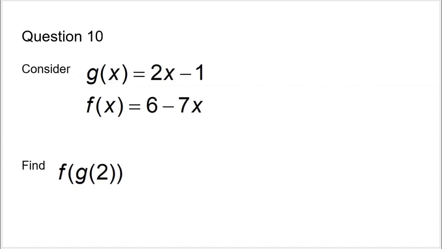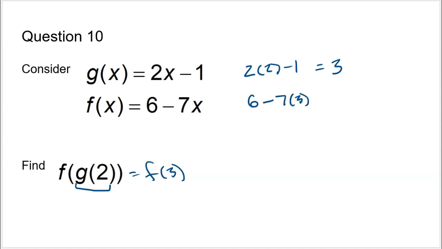All right, let's do some compositions now. Hopefully these aren't too bad. So we have two functions, g and f. They're both linear functions, and we're asked to find f composed of g of 2. So we're simply going to start on the inside here. We're going to plug 2 into g. So I get 2 times 2 minus 1. That's obviously going to be 3. That's pretty simple. Then we're going to take that value of 3, that output, and use it as my input into f. So we have 6 minus 7 times 3. That's 6 minus 21, which is negative 15. So pretty easy to do there, nothing too difficult.